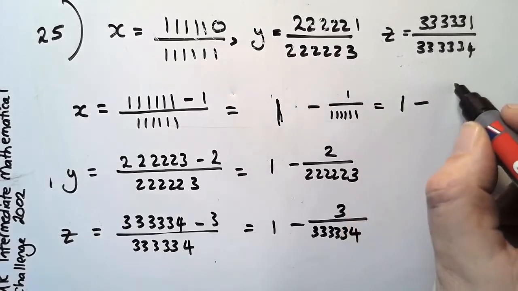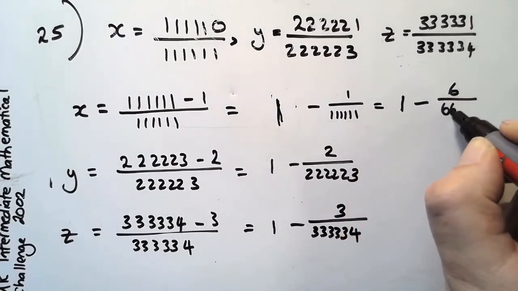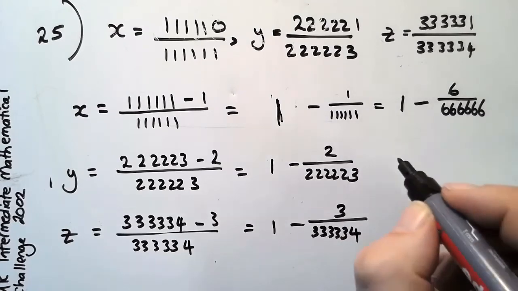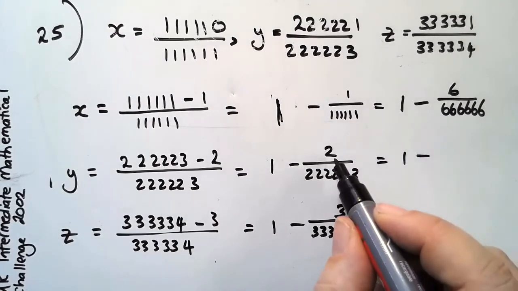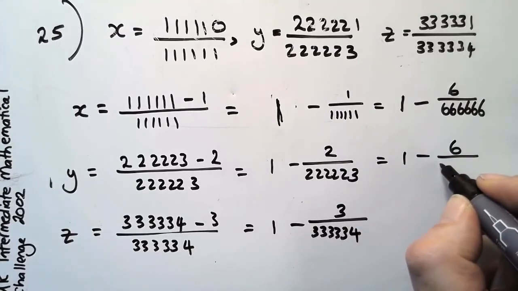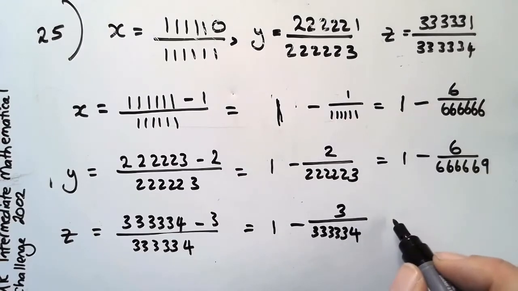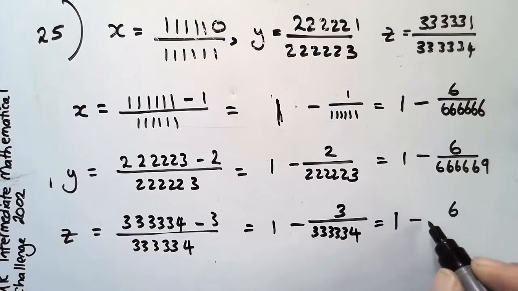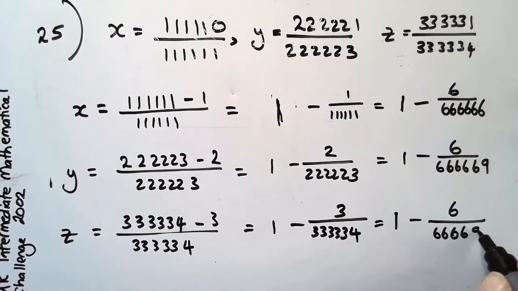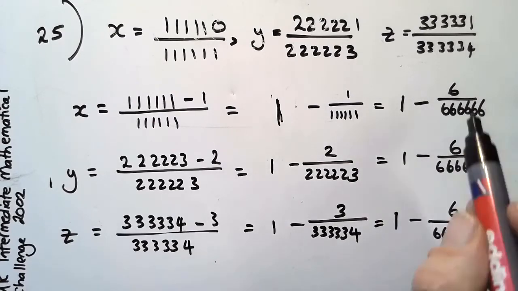1 subtract, now I want this to be 6, therefore I have to multiply numerator and denominator by 6. I want this to be 6, so I have to multiply by 3. I want this to be 6, so I multiply by 2. Oh, another 6, and then 8. And then I look at how these compare.